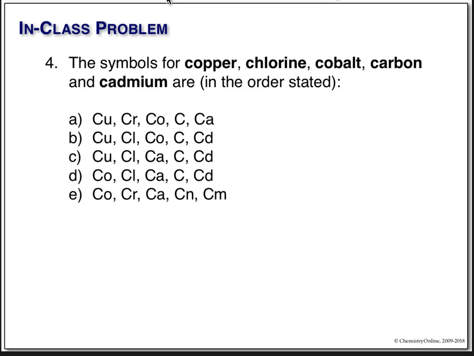Copper, chlorine, cobalt, carbon, and cadmium, the C group. Copper, we said, was not Co, that's cobalt, so it's Cu. Chlorine, we said, was Cl, so we're down to these two. Cobalt, we said, was Co. This is calcium, so there's Co. Carbon's a C. That's simple. Cadmium, Cd. That's where we are.